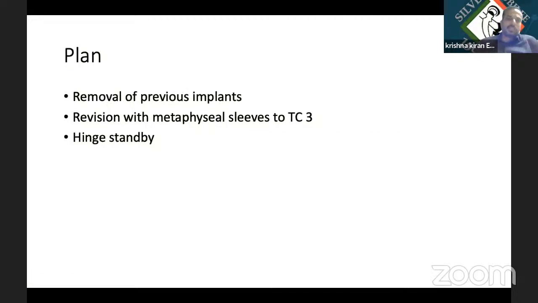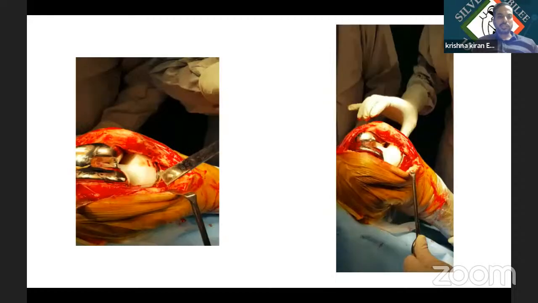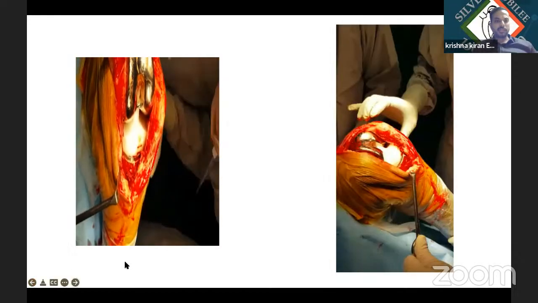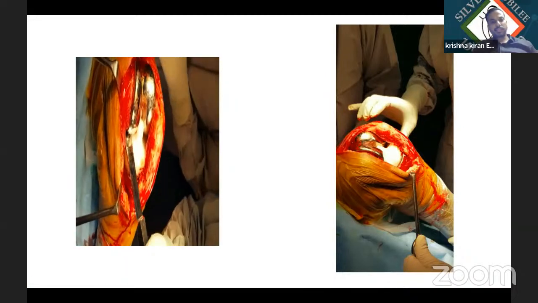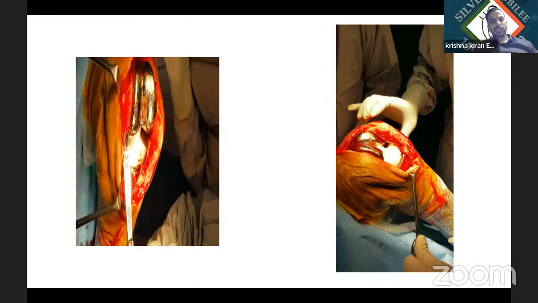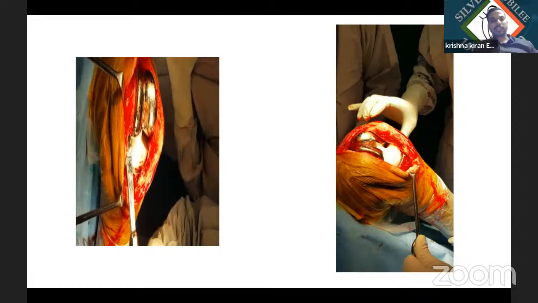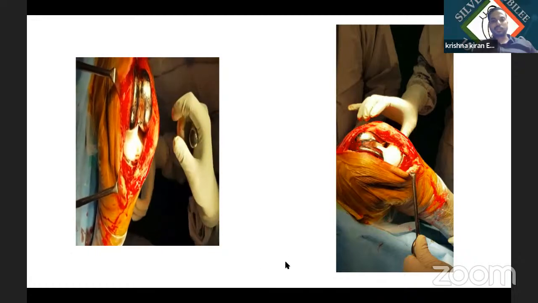The plan was removal of the previous implants and revision with metaphyseal sleeves to TC3. And we kept a hinge on standby in case we were not able to equalize the extension and flexion gaps intraoperatively. As we all know, flexion instability where we are not able to equalize the extension and flexion gaps is probably an indication for higher constraint and, if required, a hinge replacement. So these were the intraoperative videos. You can see that the knee was dislocated, and you can see that the flexion space was so much that the cam was subluxating back out of the knee. So this was what was happening.